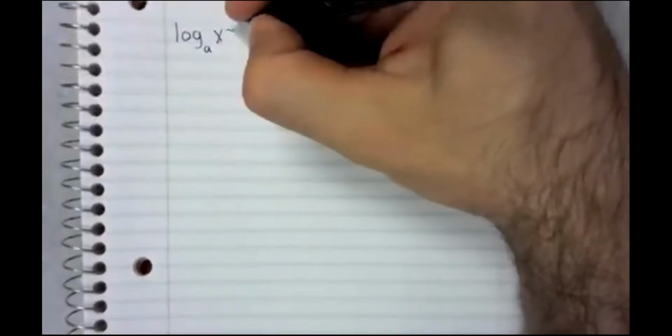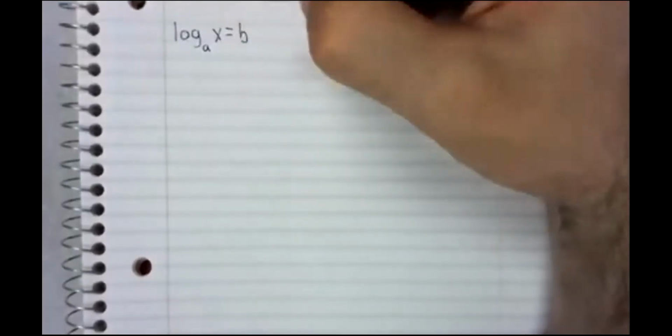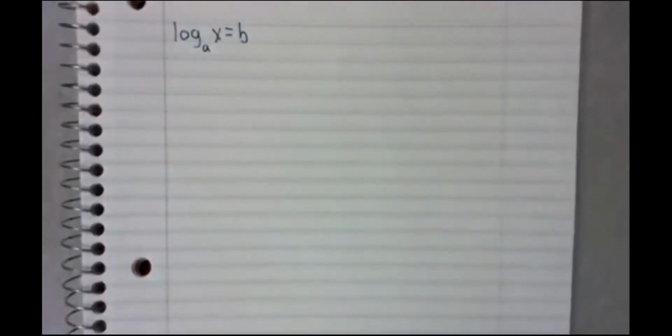When we talk about logarithmic equations, we mean equations of this form. We've got a logarithm equal to a number. And solving equations of this form is actually relatively straightforward. There are two ways we can think about a problem like this.